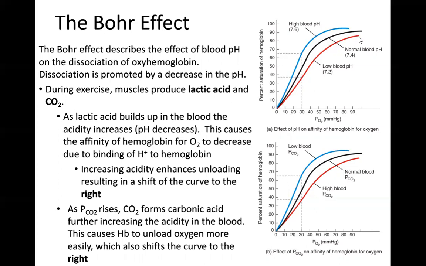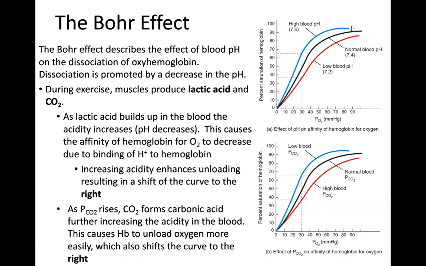So there's less loading in the lungs. But down here, draw the line over. Now we've unloaded more than we did at 7.4. So that's what a shift right does. A shift left does the opposite.